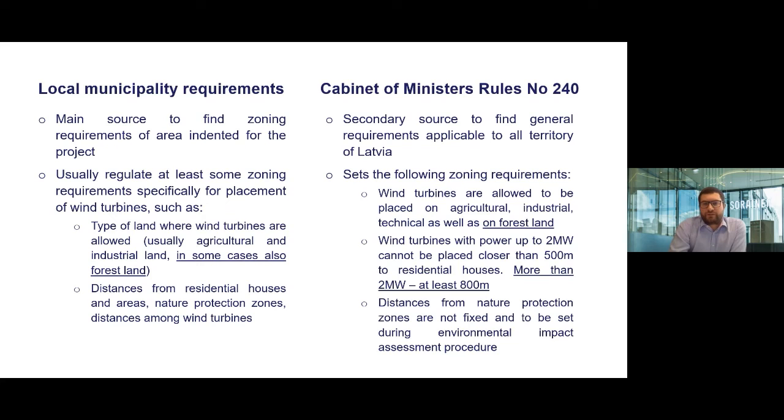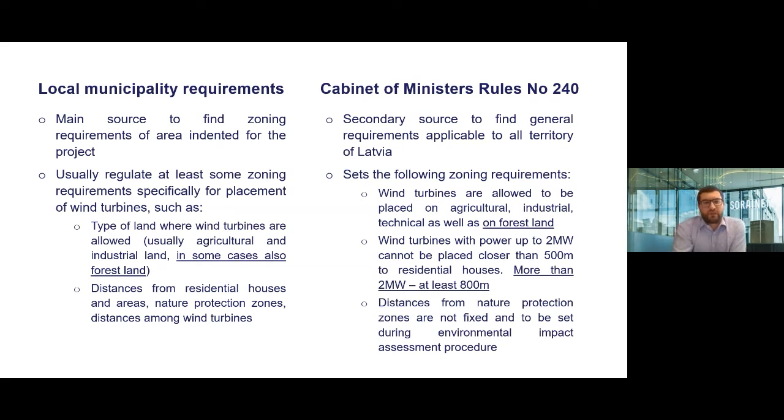And regarding distances from nature protection zones, those are not fixed in general rules, but it is provided that these distances basically are set during the environmental impact assessment procedure. And according to at least the current legal regulations, the environmental impact assessment procedure is mandatory as a precondition if you plan to develop a wind park.